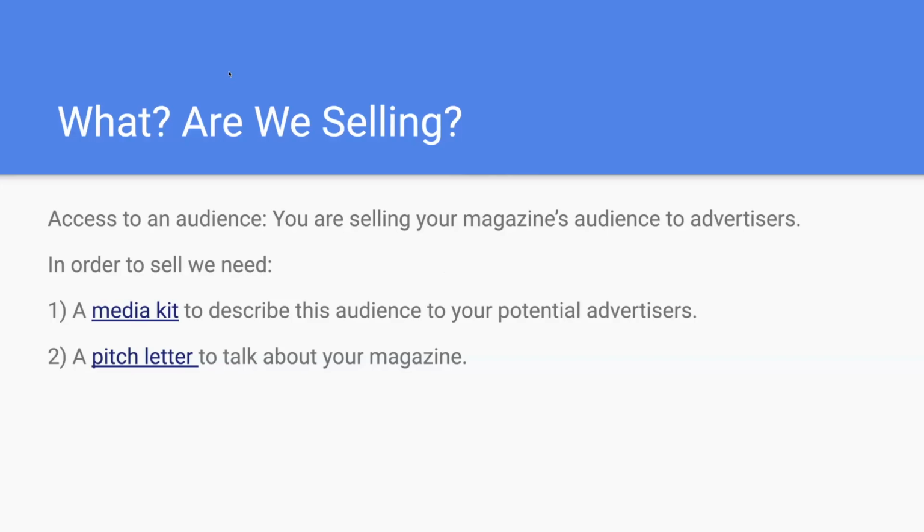As a starting point, it's important to first identify what we are selling. At a basic level, what we are selling in magazine advertising is access for the advertisers to that audience. In order to do that, we need two really basic things. One is a media kit, and the other is a pitch letter. The goal of your media kit is to describe the audience to potential advertisers.